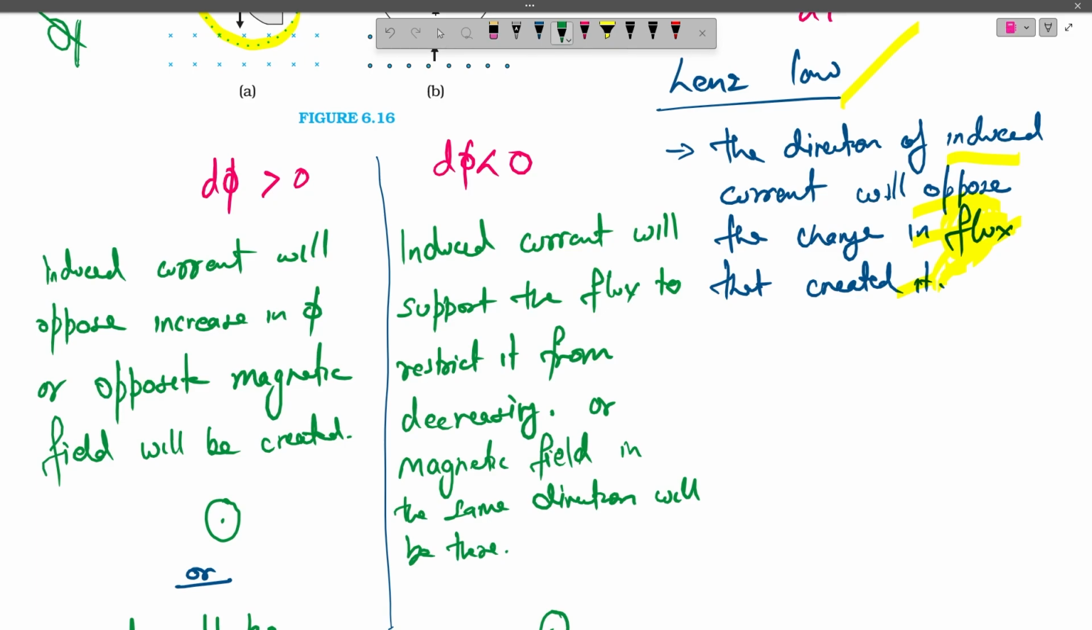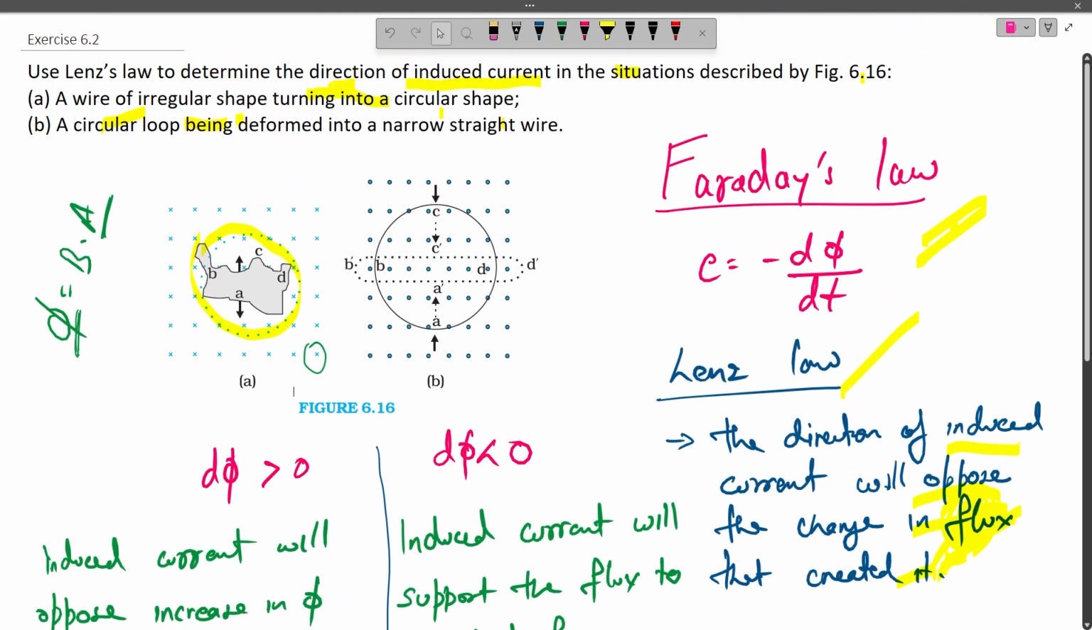Initially the magnetic field was going into the plane, so a magnetic field out of the plane will be created. And in order to create a magnetic field coming out of the plane, the current has to flow in anti-clockwise direction, that is A, D, C and B. By applying the right hand thumb rule, if the current flows in anti-clockwise direction, then the magnetic field will be coming outward.